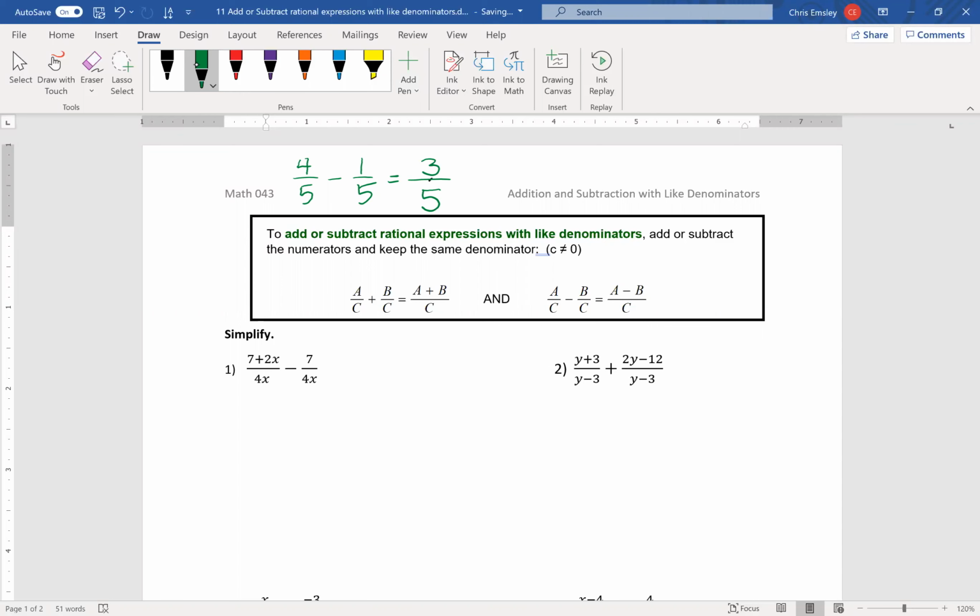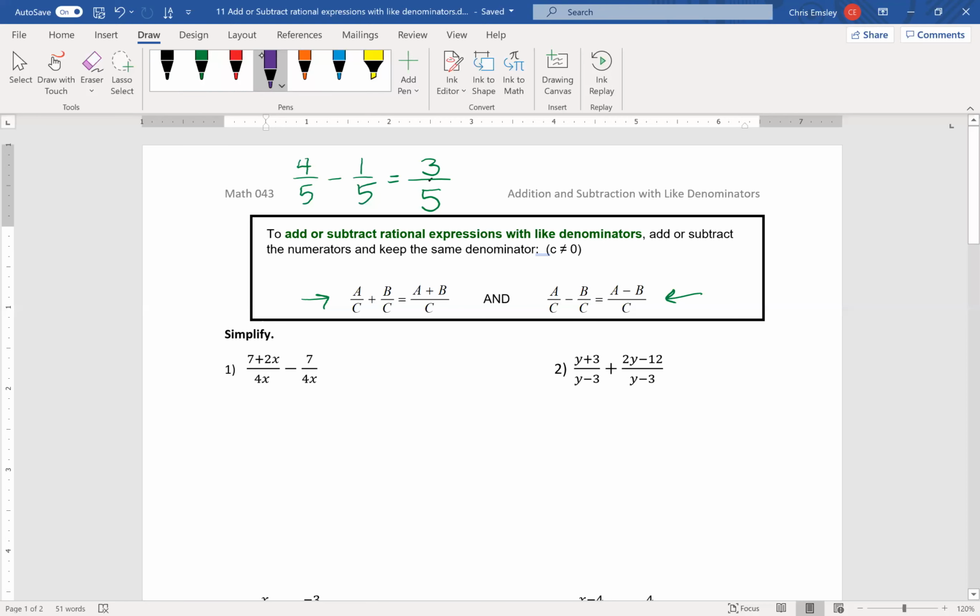So in this section, everything is going to have a common denominator already, so we don't have to worry about that. That common denominator will just remain the same whether we're adding or subtracting. And then we'll just do the arithmetic across the top with the numerators. So let's jump in and look at some examples.